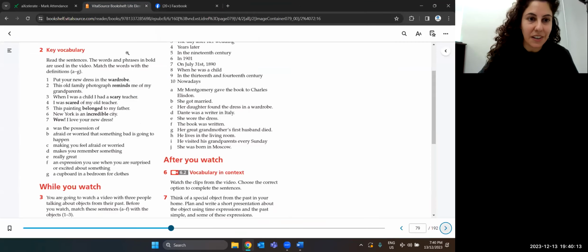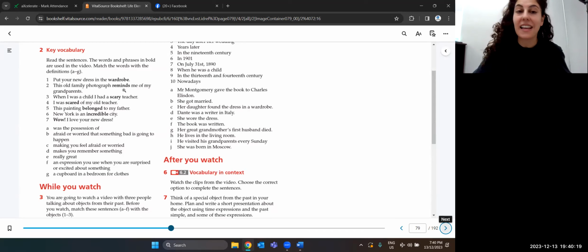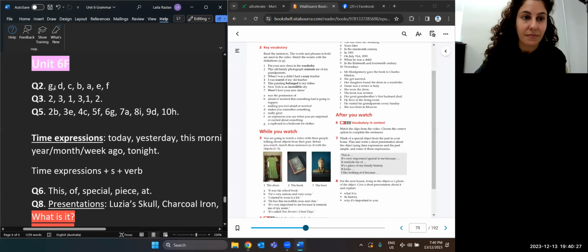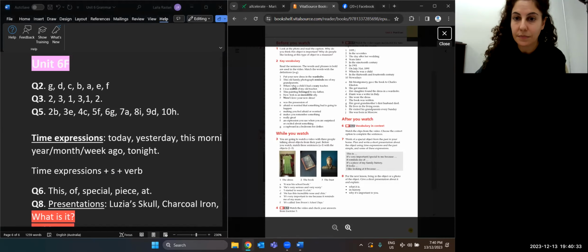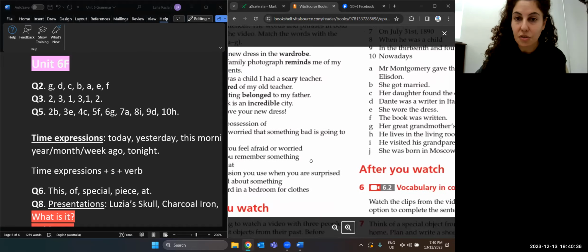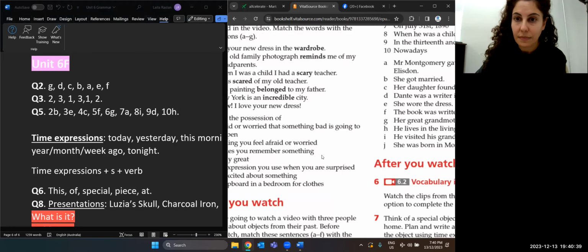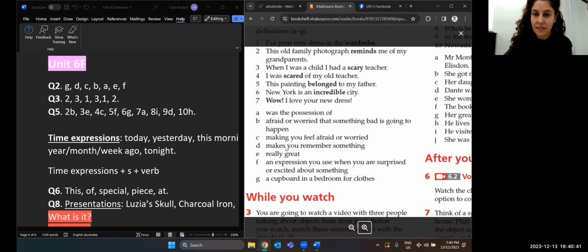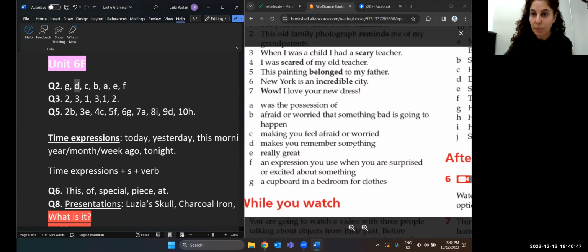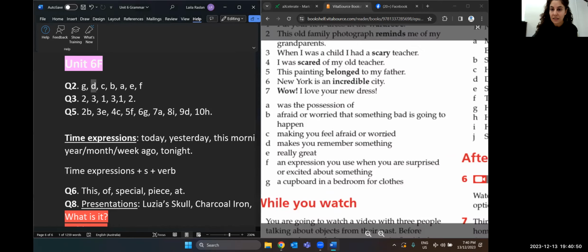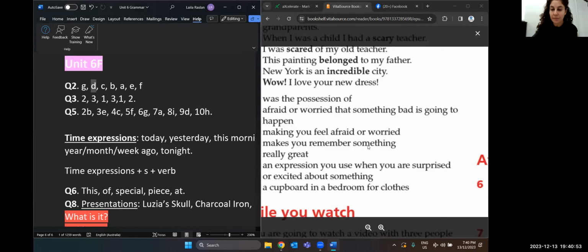Okay, what's the next word? This old family photograph reminds me of my grandparents. What does that action mean? To remind you of something? To remind, what does that word mean? To remind? So to remind is to make you remember something. So that word remind means to make you remember something.